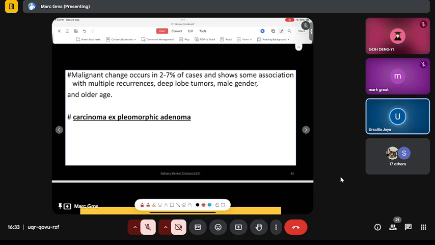Okay, malignant changes in a pleomorphic adenoma can occur. It's about 2 to 7% of cases, and it shows some association with multiple recurrence, deep lobe tumors, male gender, and older age. That's why in a patient with pleomorphic adenoma, even though it's benign, we always advise the patients to remove it, because there is a risk of malignant transformation later. Okay, and this would be called a carcinoma ex pleomorphic adenoma.